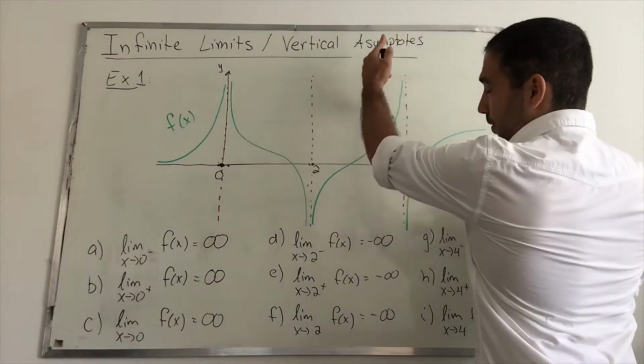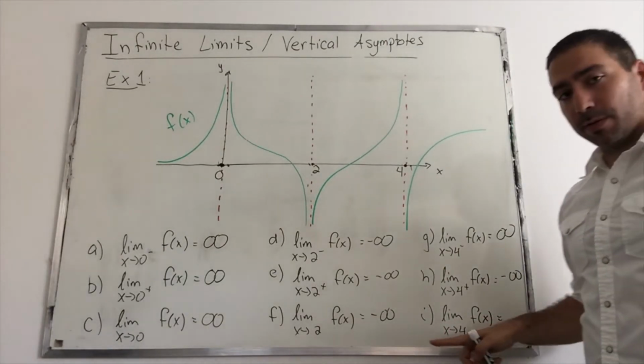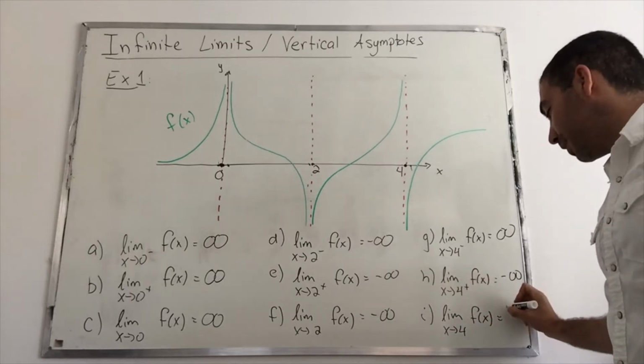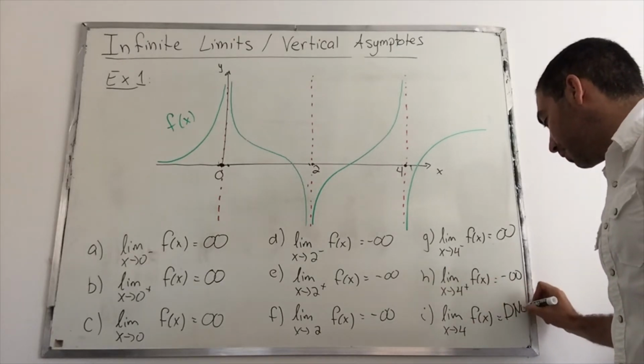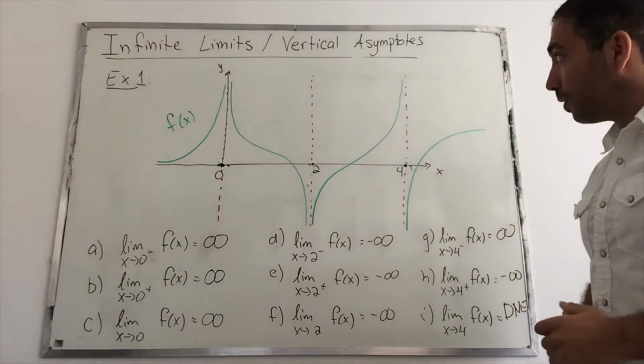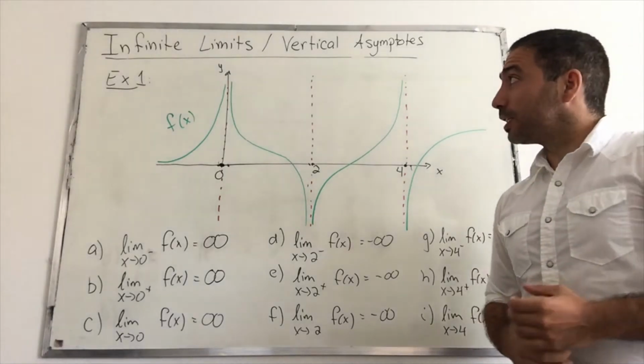Since one goes positive and the other goes negative, what could we conclude about the limit as x approaches 4? It's not positive or negative infinity. Here we have to write that it does not exist, DNE. The left-sided limit and the right-sided limit are not equal, so we say it does not exist. Okay, let's continue looking at examples.